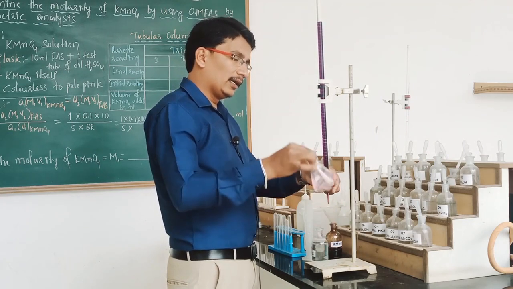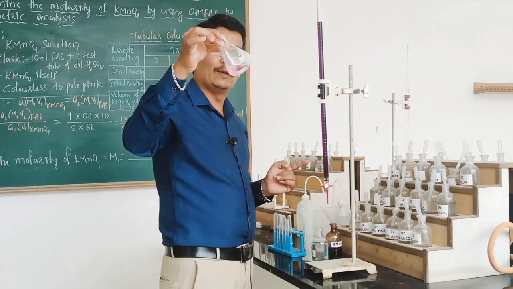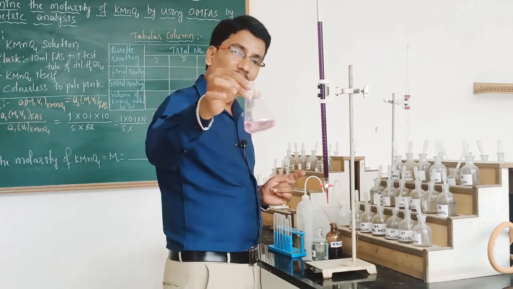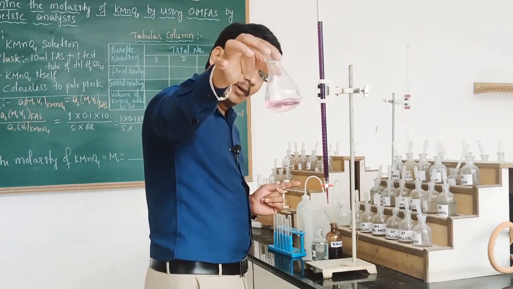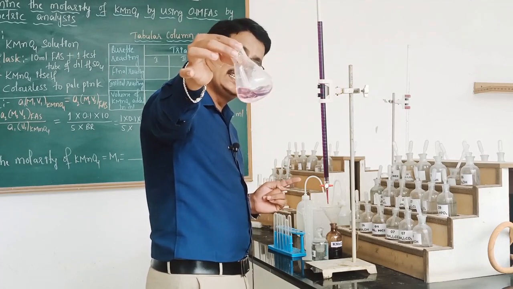ರೈಟ್, now it is a pale pink color. ಕಾಣಿಸ್ತಿದೆಯಲ್ಲ? In the beginning it is colorless. ಈಗ ಏನಾಗಿದೆ? Pale pink color ನಾವು ಅಬ್ಸರ್ವ್ ಮಾಡ್ತಾ ಇದ್ದೀವಿ. ಕಾಣಿಸ್ತಿದೆಯಲ್ವಾ? ರೈಟ್, this is exact end point.